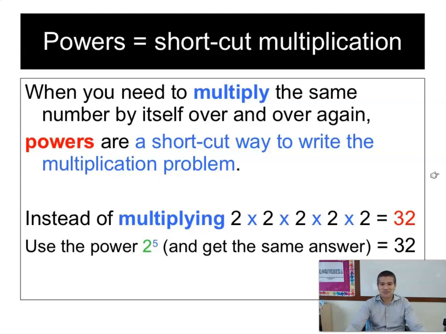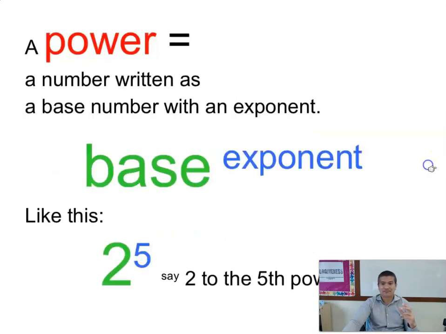Instead of multiplying 2 times 2 times 2 times 2 times 2, which gives you 32, you can write 2 raised to the power of 5 and get the same answer, 32. So if you're going to multiply the same numbers, we can use powers or exponents as a shortcut way. It will give us 2 to the power of 5.